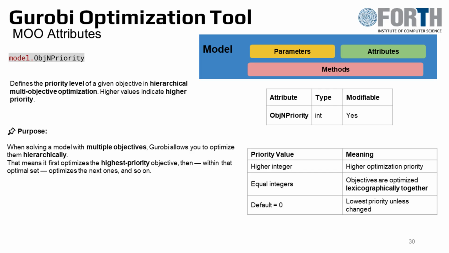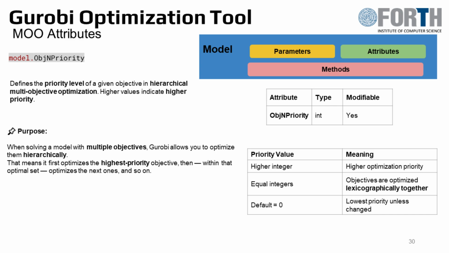The objn priority attribute defines that order. Each objective is assigned an integer priority value. Higher numbers mean higher importance. The solver works sequentially. First, it optimizes the highest priority objective and finds its optimal value.